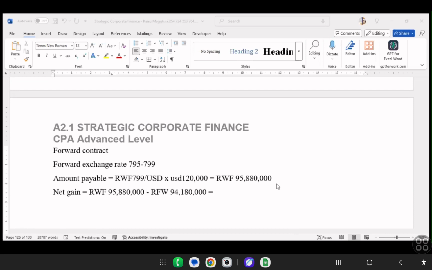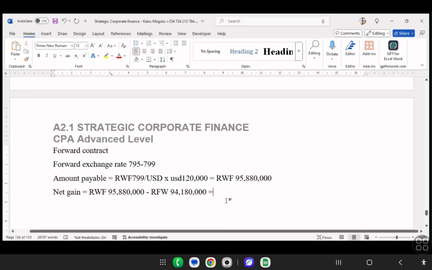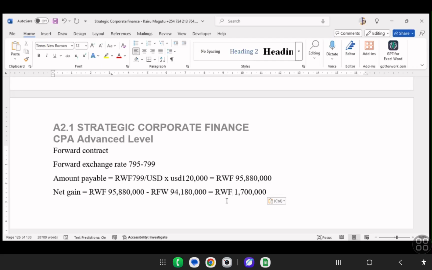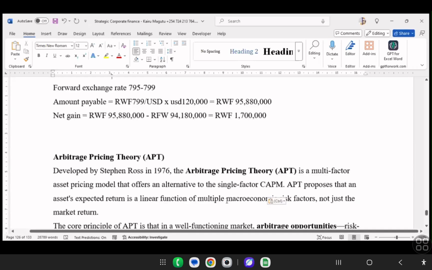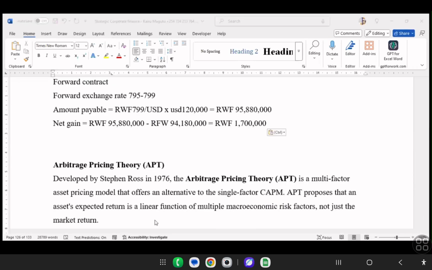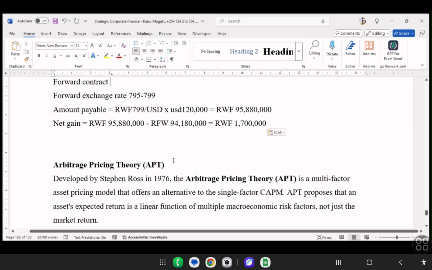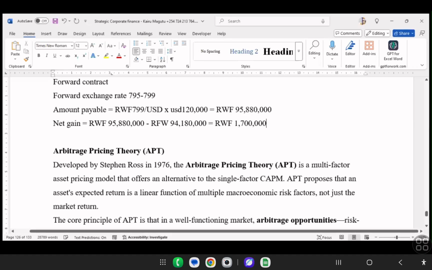So, how much is the gain? Did you determine the gain? 1.7 million. The amount is 1.7, and everyone can see that. We say that it is Rwandan francs 1.7 million, and I think that is what the question was about. The last part of the question is what we call the refinancing, but we haven't covered it. Let me not get into it because I will change the subject of what we are doing.